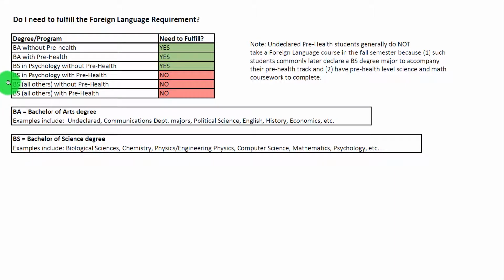This category here is thankfully a lot simpler. All other Bachelor of Science degrees besides psychology, without pre-health, do not need to fulfill, and even with pre-health do not need to fulfill. The tricky part here is that for BA majors, having a pre-health status does not exempt you from the foreign language requirement, though if you are a Bachelor of Science in psychology, the pre-health status does exempt you from the language requirement. So just study this chart carefully if you are in one of these categories.